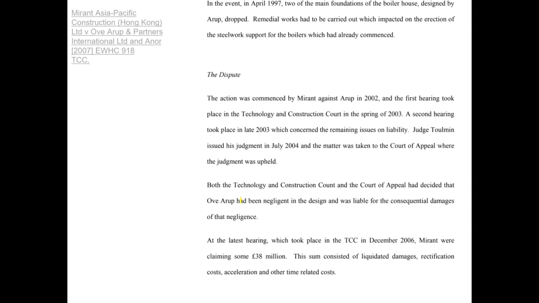And the decision was that Arab had been negligent in the design and was liable for the consequent damages of that negligence. At the latest hearing, which took place, Meinhardt were claiming some 38 million pounds. So whenever we have delay claims or disputes, then very often we go back to the critical path and try to determine what was the result, and this consists of liquidated damages, rectification costs, acceleration, and other time-related costs.